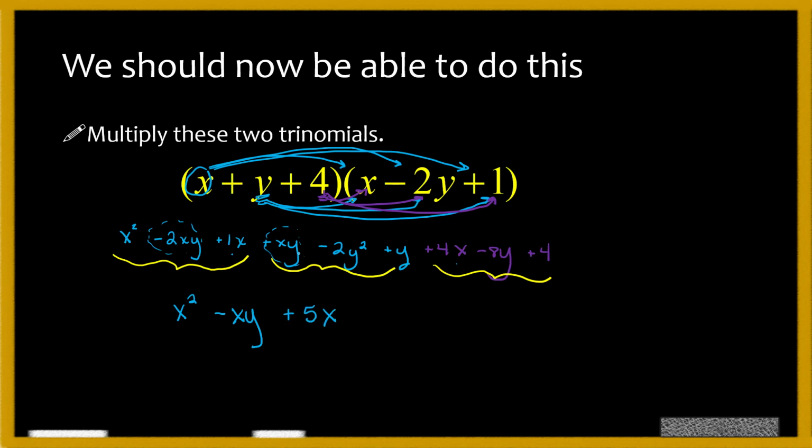Okay, keep on going. I've already used the xy, so minus 2y squared. No other y squared terms, so I'm going to bring that down. Let's see, I haven't added the y to anything. Do we have another one? Yes. 1y minus 8y is minus 7y. And I keep going. I've already used up the 4x. I'm left with 4, so I bring down the 4. So I have simply used the distributive property for all of these types of problems.